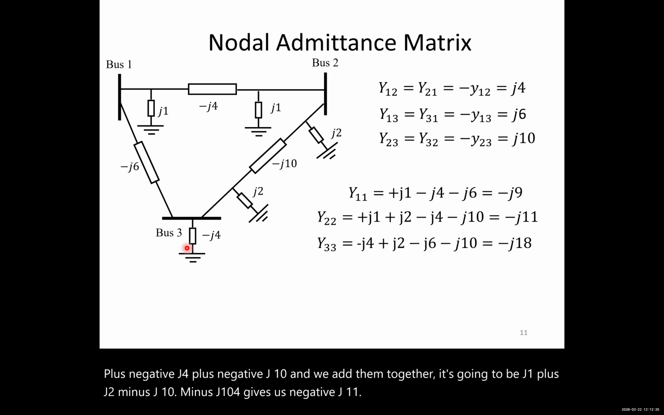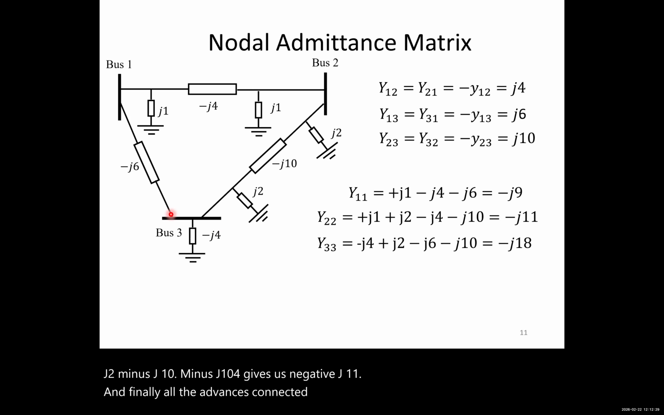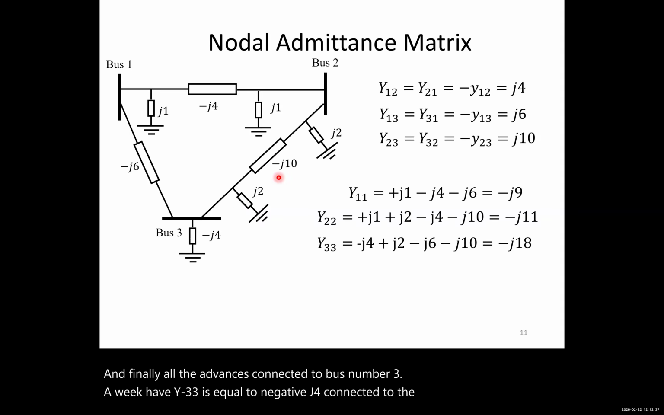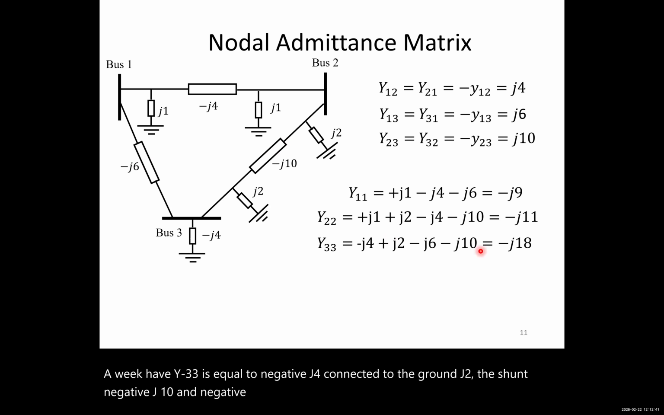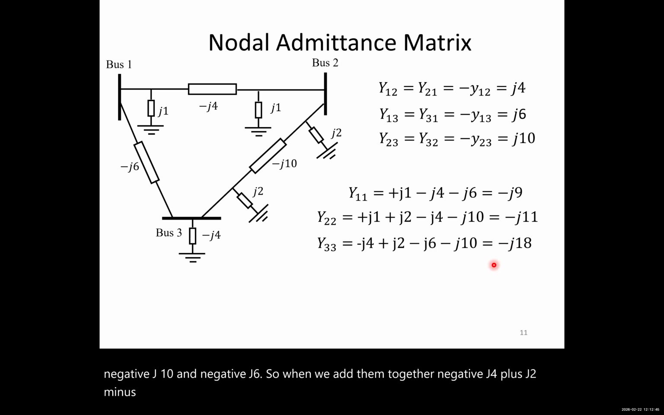And finally, all the admittances connected to bus number 3, we have Y33 is equal to negative j4 connected to the ground, j2, the shunt, negative j10, and negative j6. So when we add them together, negative j4 plus j2 minus j6 minus j10, we get negative j18.